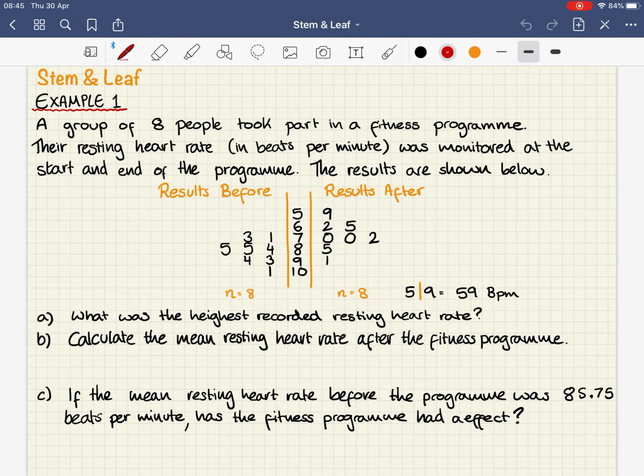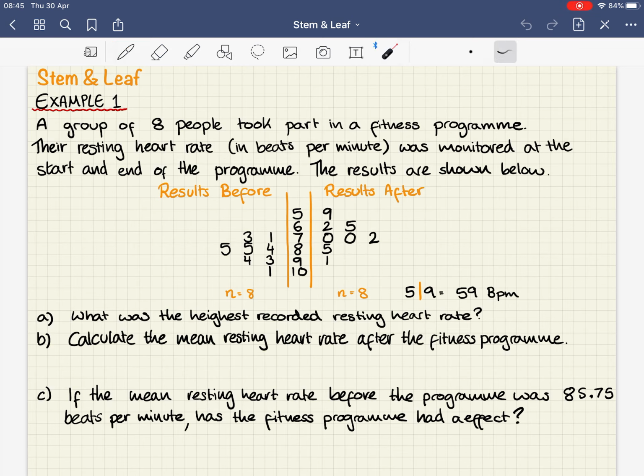Okay, so stem and leaf. I've only got 2 examples on these, but it should be pretty straightforward what to do once we get going with this. So, a group of 8 people took part in a fitness program. Their resting heart rate in beats per minute was monitored at the start and end of the program. The results are shown below.